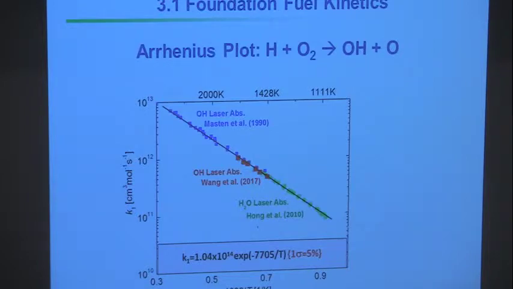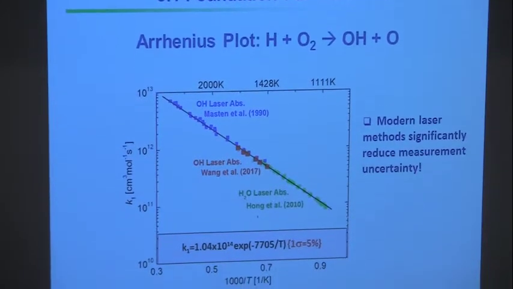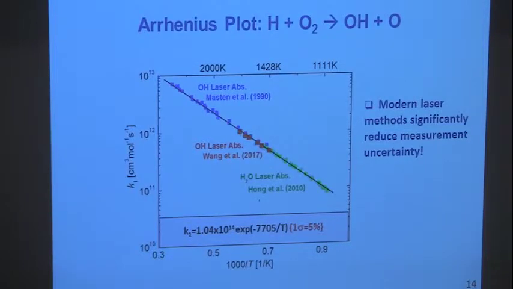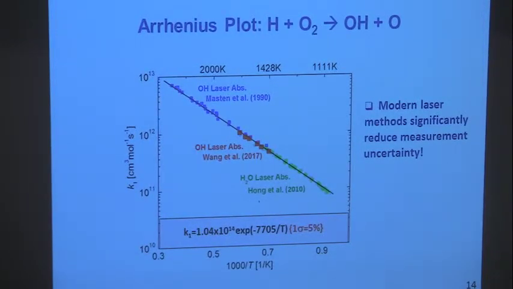Here's the Arrhenius diagram, and here's our best fit result. The 1 sigma value is about 5%. So what's the conclusion? Using a laser rather than some other source of light leads to more consistent, low scatter results for this rate constant than was possible before.